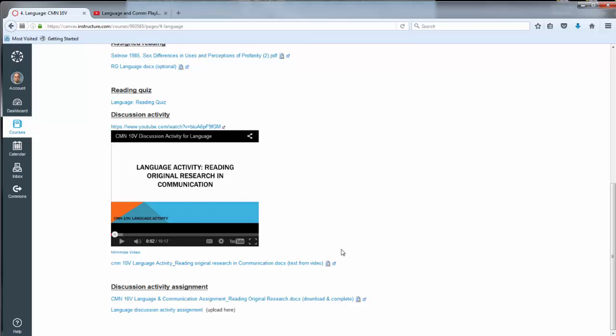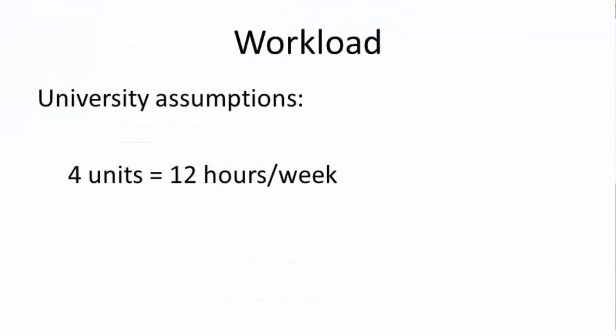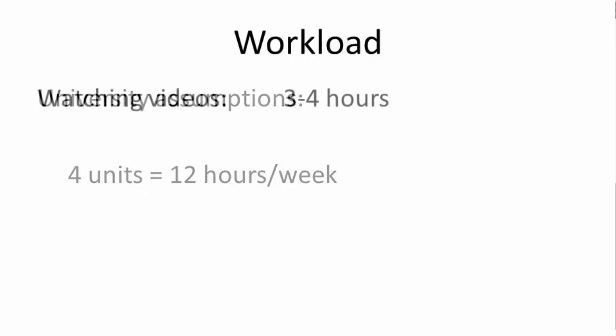Now, Comm 10 is a 4-unit course. The university and its accrediting bodies have guidelines or standards about how much time a student should spend per week for each unit of course credit. The university's expectation is that a 4-unit course should take students about 12 hours per week. Of course, some students will spend more time, others less. What will that look like for Comm 10?